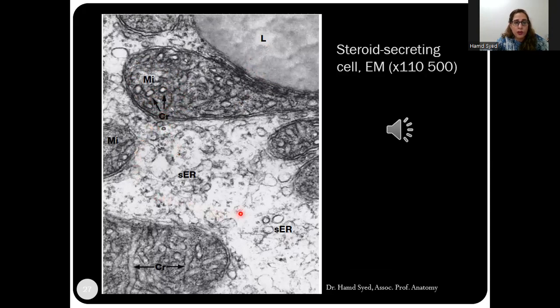And also there is a well-developed smooth endoplasmic reticulum, which has been labeled SER. We know that in the steroid secreting cell, the mitochondria and the smooth endoplasmic reticulum work in collaboration for active steroid hormone synthesis. Cholesterol esters which are present within lipid droplets are released from the lipid droplets of the cytoplasm, and then they are used for active steroid synthesis by the enzymes present within the mitochondria and the smooth endoplasmic reticulum.